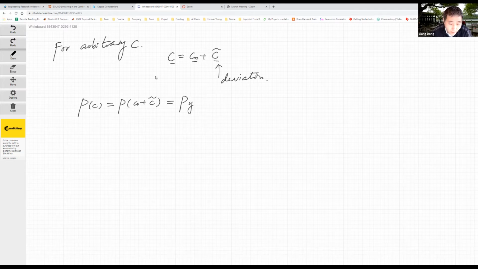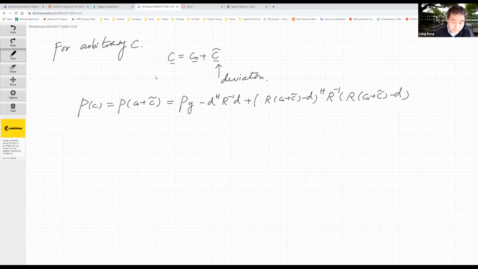That is Py subtract D Hermitian R negative 1 D. These two parts have nothing to do with c, so it's very clear they stay the same. And then the third part is R c, which is c0 plus c tilde, subtract D, Hermitian R inverse, and then we have R times c, which is c0 plus c tilde, subtract D. Okay, so that is the expression for the mean square error.